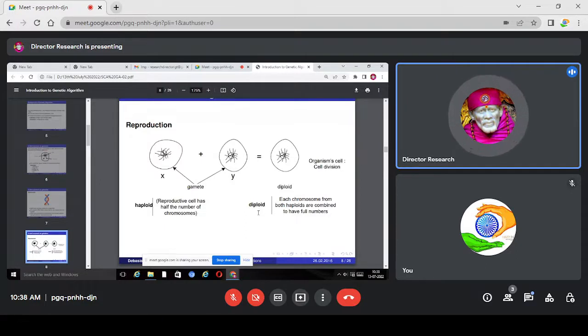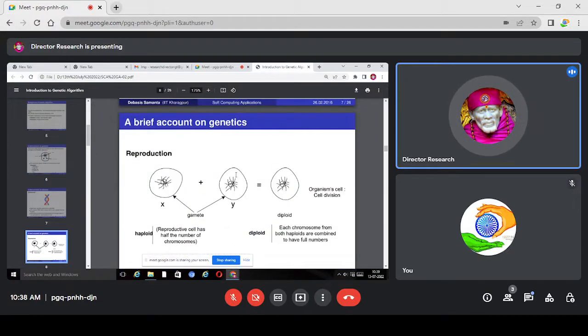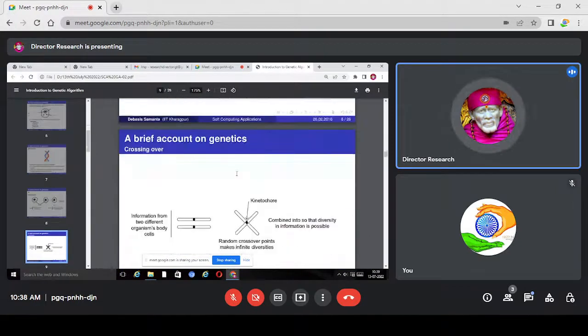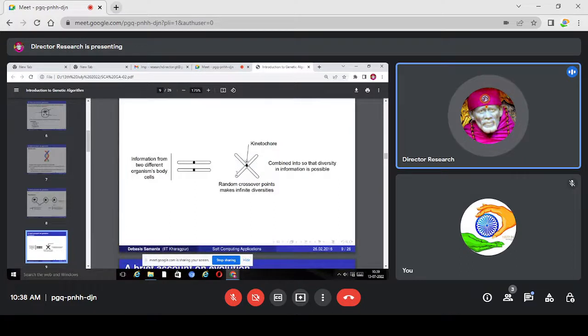Gamete. In this type of diagram, you observe the organism's cell divisions in reproduction. So, a brief account of genetics. You can observe the diagram again. Information comes from two different organizations of the bodies of cells. Random crossover points make infinite diversities. So, combined, diversity in information is possible.